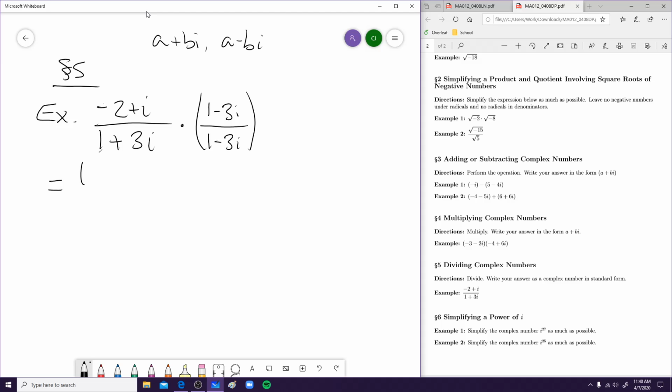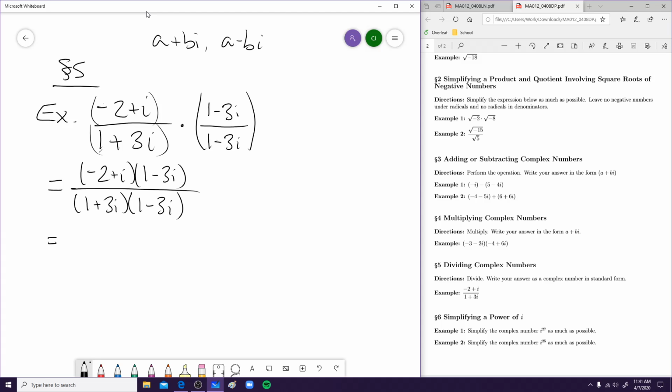So I'm going to add another step. Keep in mind, these are in invisible parentheses. So this is -2 plus i times 1 minus 3i. And on the bottom, we have 1 plus 3i times 1 minus 3i. So on the top, we're going to use what we learned from section 4, and multiply it by foiling or any other distribution method you'd like.